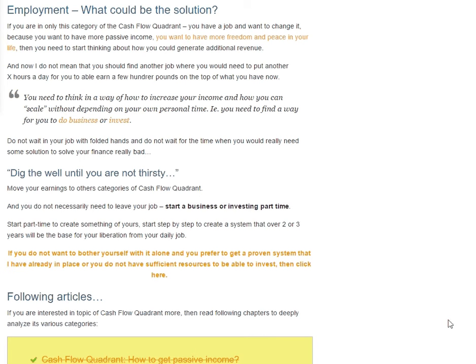Employment. What could be the solution? If you are only in this category of the cash flow quadrant, you have a job and want to change it because you want to have more passive income, more freedom and peace in your life, then you need to start thinking about how you could generate additional revenue. And now I don't mean that you should find another job where you would need to put in another X hours a day to be able to earn a few hundred pounds on top of what you have now.